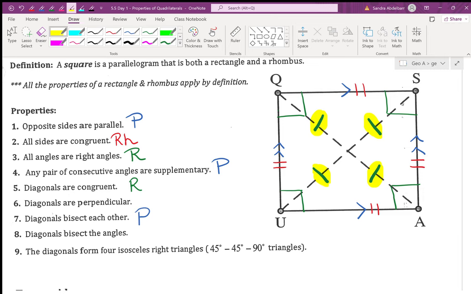All right, back to number 6. The diagonals are perpendicular. Is that a property of a parallelogram, a rectangle, or a rhombus? Diagonals perpendicular. A rhombus, excellent.